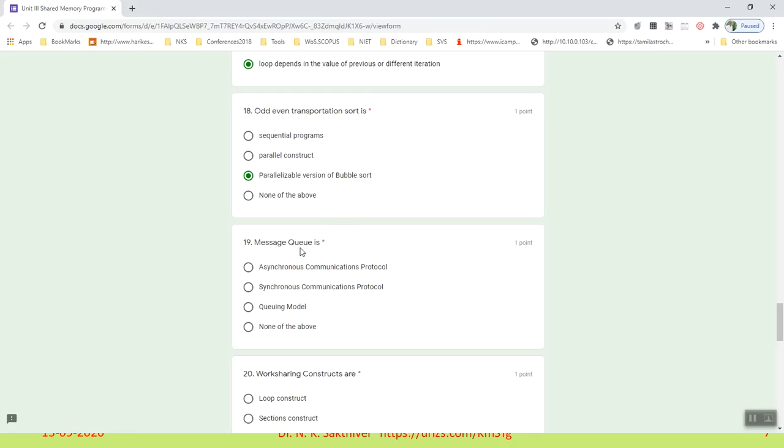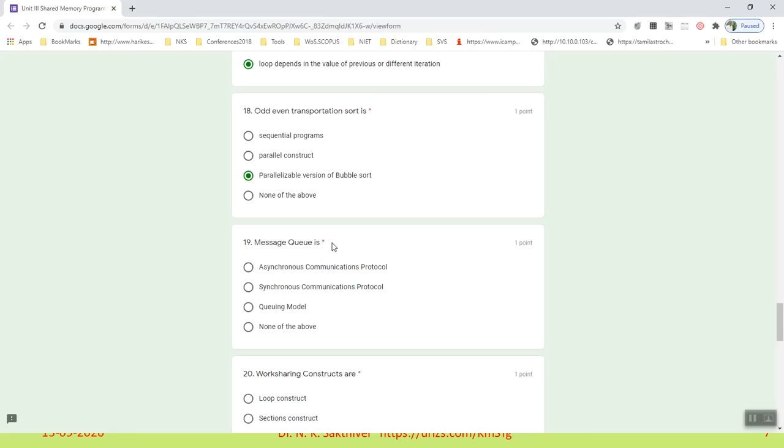Message queue. Message queue is nothing but an asynchronous communication protocol. Why is it called this? In message passing, one process sends the data and another process receives the data. Both processes need not be synchronized.